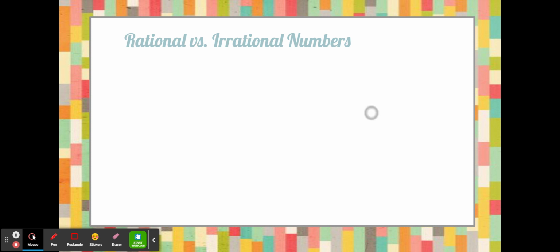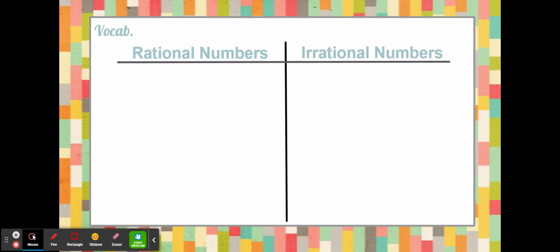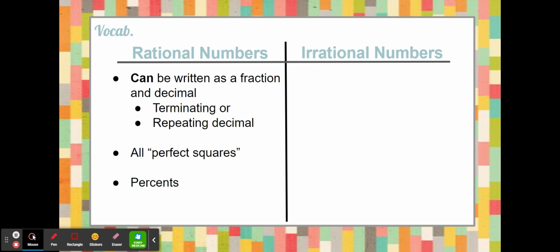Rational versus irrational numbers. So, rational numbers can be written as fractions and decimals. Specifically, the decimals need to either be terminating or repeating. Also, rational numbers include perfect squares and percents.